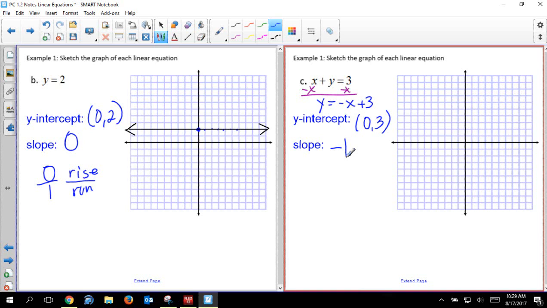So I'm going to begin at (0, 3). And then from there, we're going to go down one, right one, down one, right one. If it is a negative slope, the line should be going downhill as you read left to right, downhill.